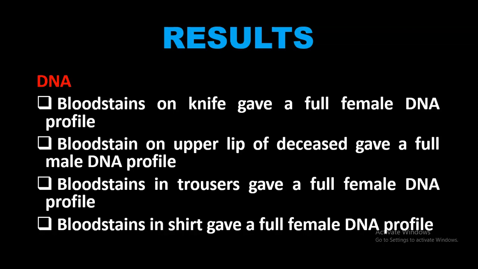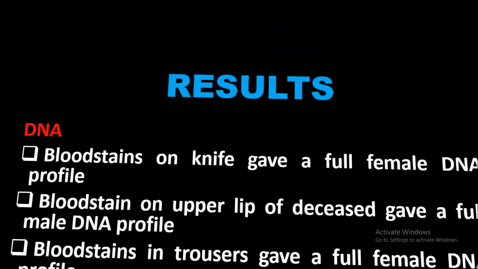Once again, blood stains in the trousers found in the room of the suspect gave a full female DNA profile. So the trousers found in the room of the suspect contained human blood, and this human blood was from a female, so it gave a full female DNA profile. Also, blood stains in the shirt that was retrieved from the suspect's room gave a full female DNA profile. It means the blood in the shirt was from a female source.